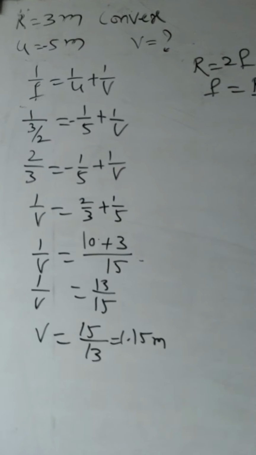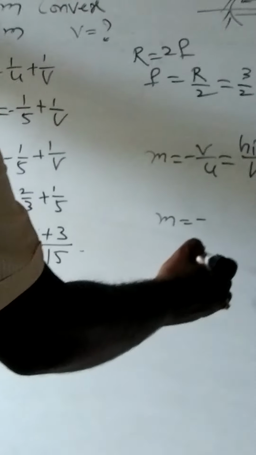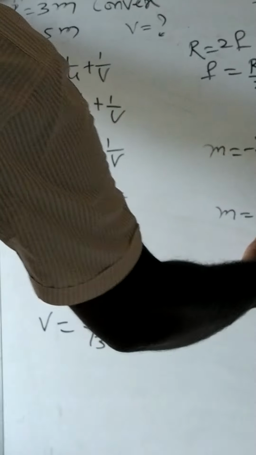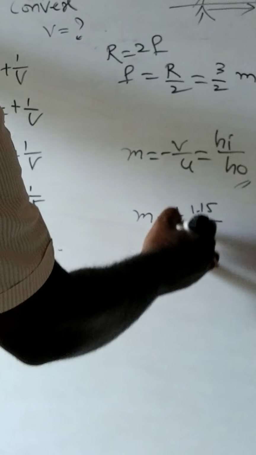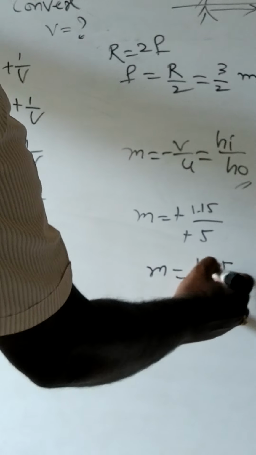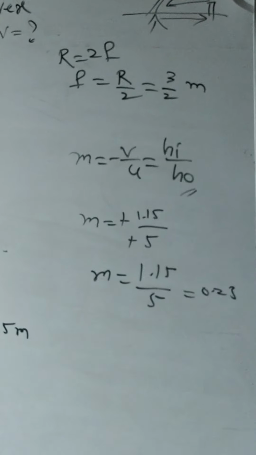So M equals minus, what is V? 1.15 by, what is U? Minus 5. So minus gets cancelled and you will get 1.15 by 5. While you simplify, you will get 0.23. So this is the magnification.